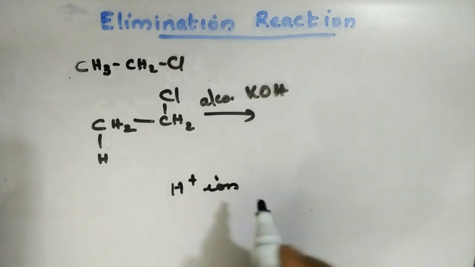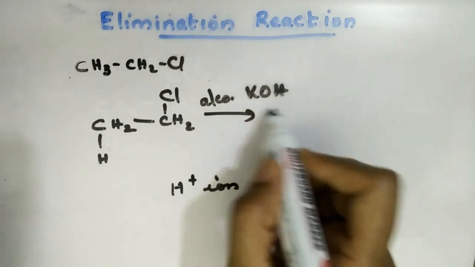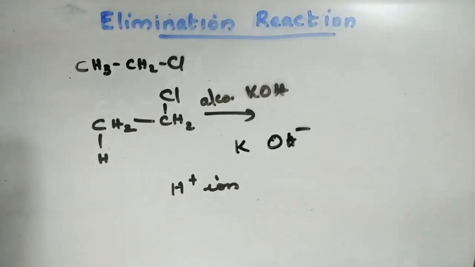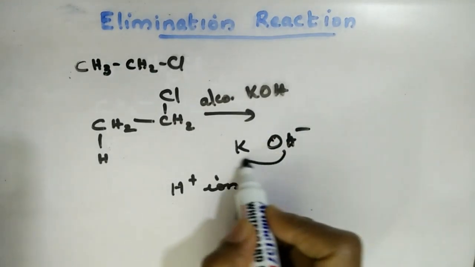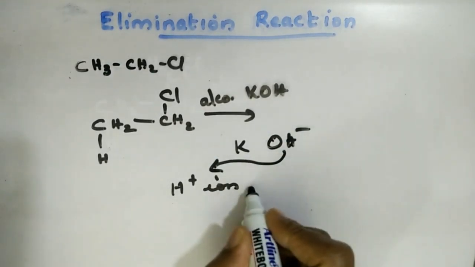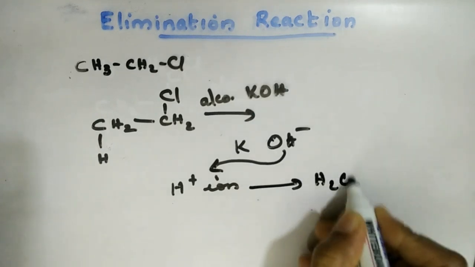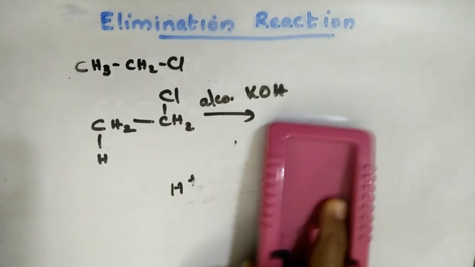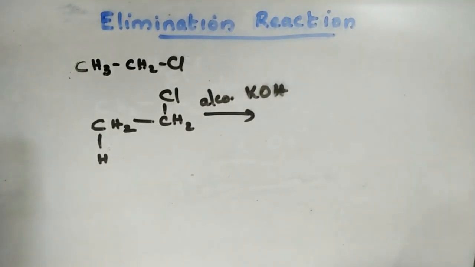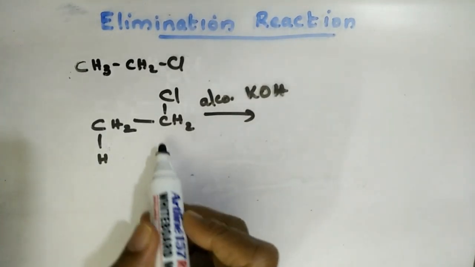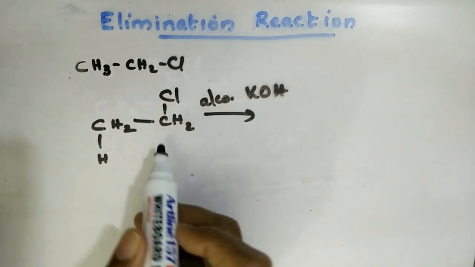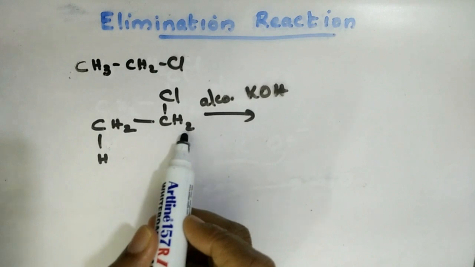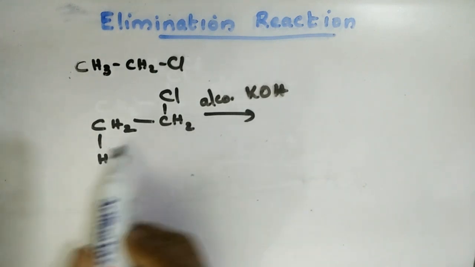If base is there, it will take a proton, that is H plus ion, from the substrate molecule. That is, OH minus from alcoholic KOH will attack the H plus ion and form water, H2O. Where do you get H plus here? In CH3CH2Cl, 3 plus 2, that is, in ethyl chloride, 5 hydrogen atoms are there altogether.